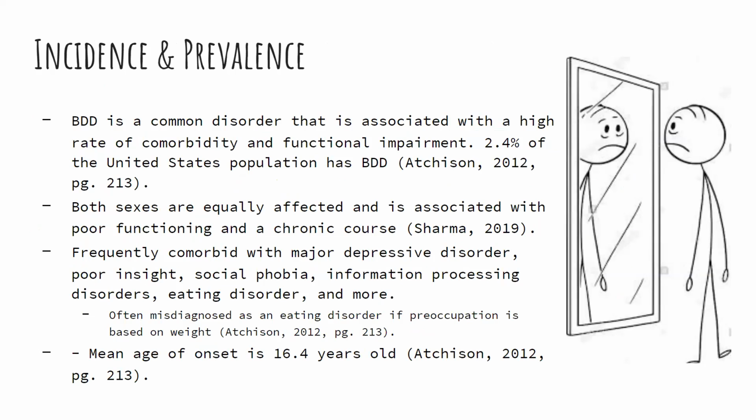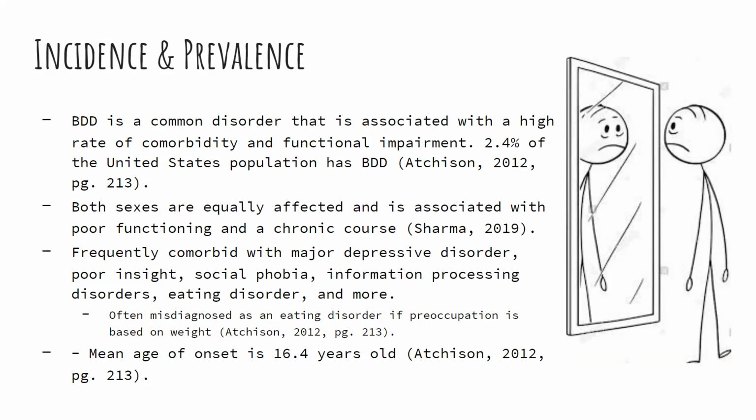Frequently comorbid disorders are such as major depressive disorder, poor insight, social phobia, information processing disorders, eating disorders, and more. So a lot of these disorders that I just stated, individuals with body dysmorphic disorder also have, or it stems from these other disorders.